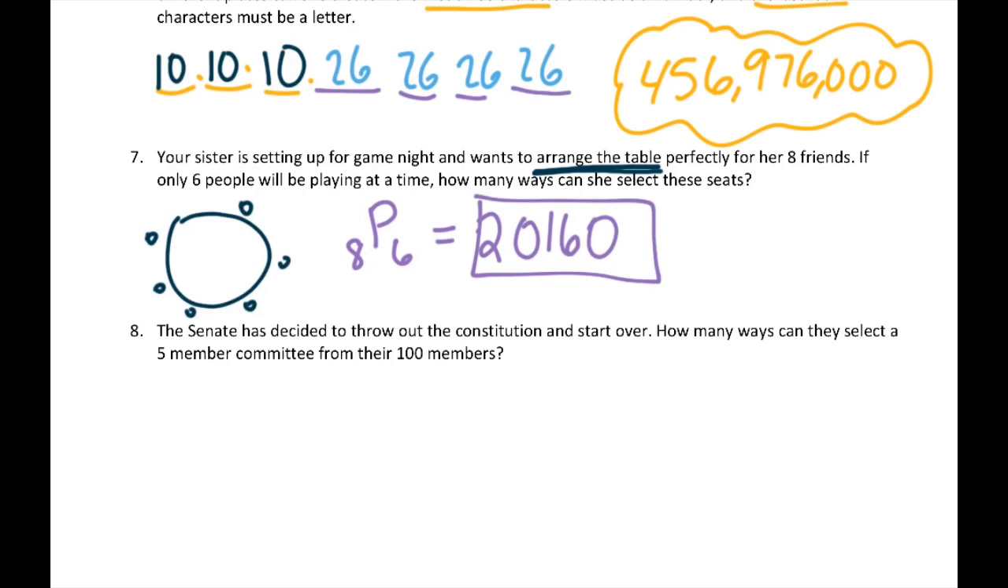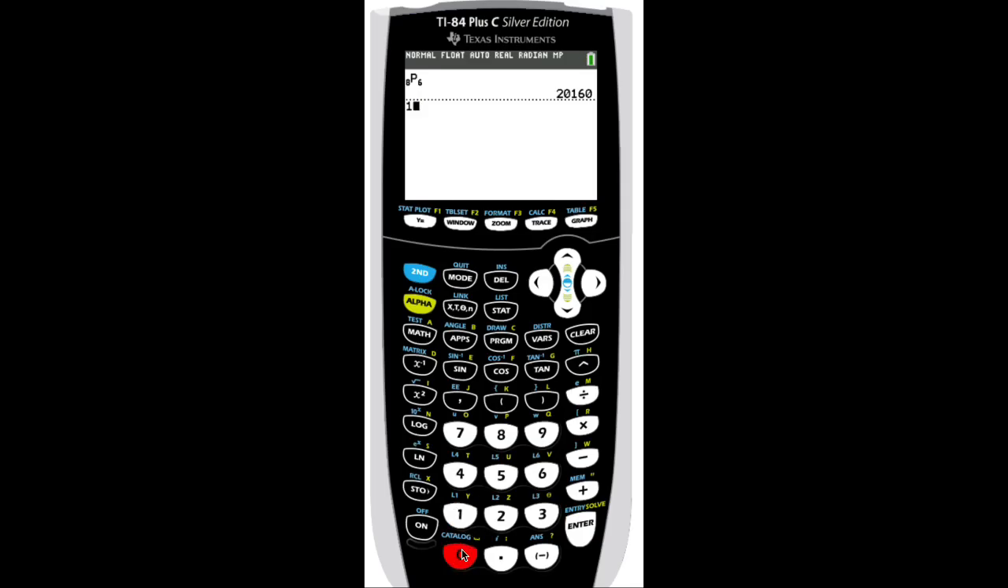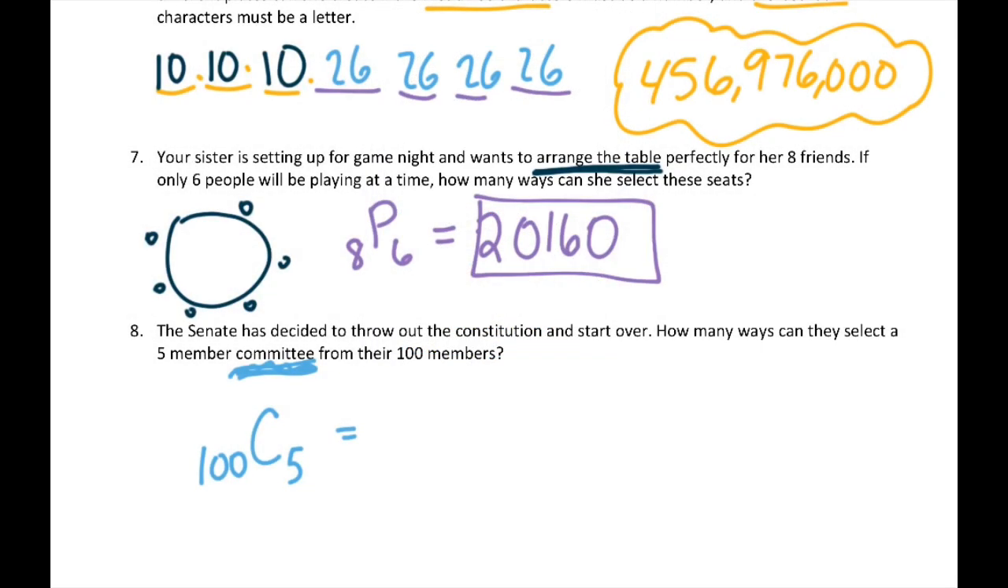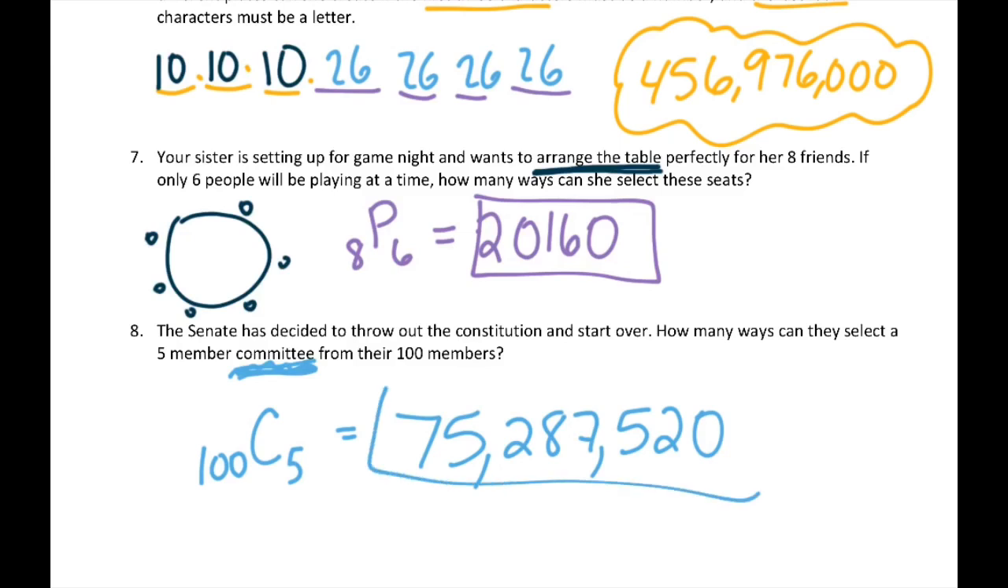Lastly, the Senate is throwing out the Constitution. They have 100 people in the Senate, 5-member committee. It doesn't say anything about the order of the committee, like there's a leader and a vice president or whatever. It's just choosing a committee. So we have 100 people, combination, 5. So it's a combination because it's just a random committee with no leadership, no ranking, no titles. And when we type this in our calculator, we get this many total options. And that's it.